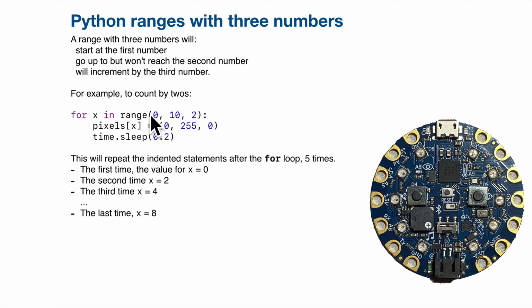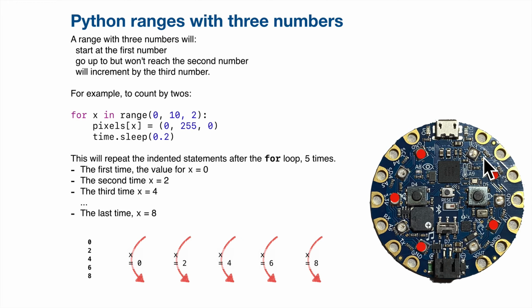So if we take a look, we'll start here at 0. We'll go up to, but we'll never reach 10. And we'll go up by 2s. So the first time we have 0, 2, 4, 6, 8. And then we stop, and you can see that we've lit up every other pixel.